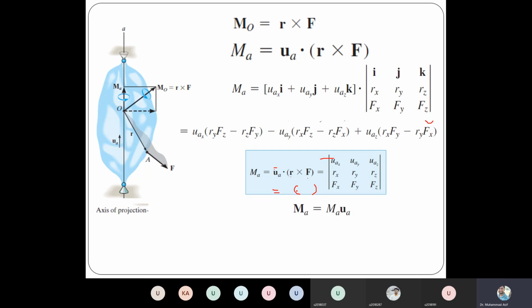Why will this give you some scalar value like 50 Newton meter, 100 Newton meter? Because it is a dot product, so its answer is a scalar. That means it will give you just the magnitude. To get the direction of that moment, you need a unit vector. You multiply the scalar value with that unit vector, and then you will get again the moment, its magnitude as well as its direction.